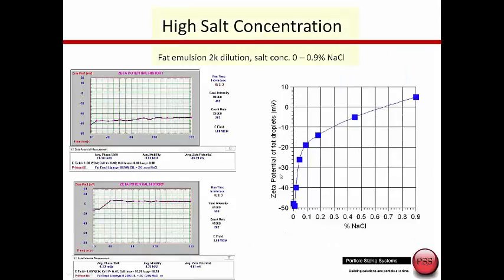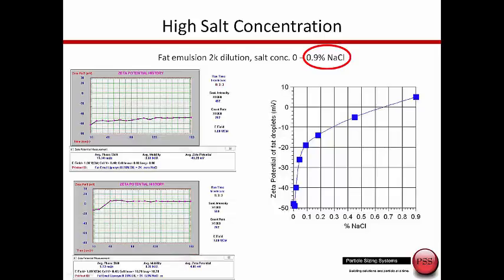This is data from a high salt concentration sample. This is a lipid fat emulsion. We started at very low salt concentrations where the zeta potential is down here near -50. Then as we increase the salt concentration, we actually see a decrease in the zeta potential and then a charge reversal, which is what typically has been seen and has been published for this particular sample. So in the end, we end up at a positive 4.8 millivolts, and this measurement was made at 0.9% salt concentration.